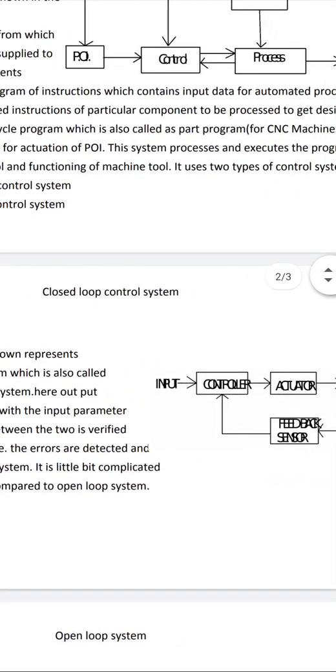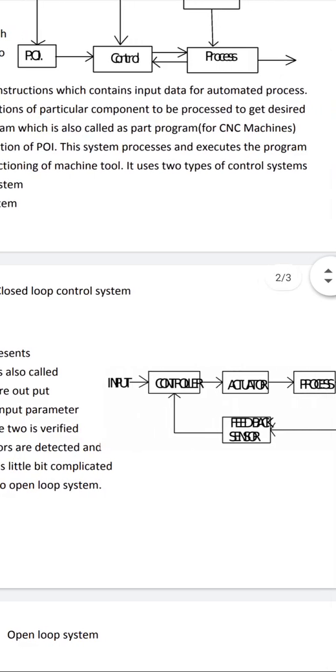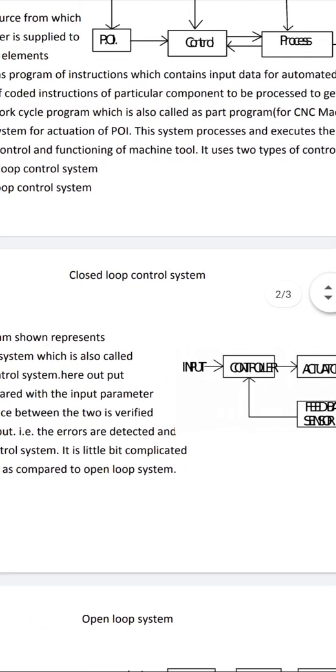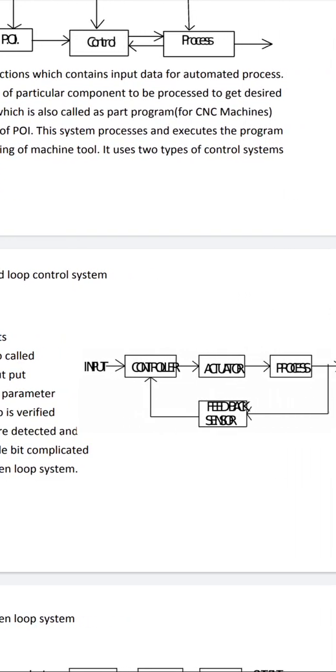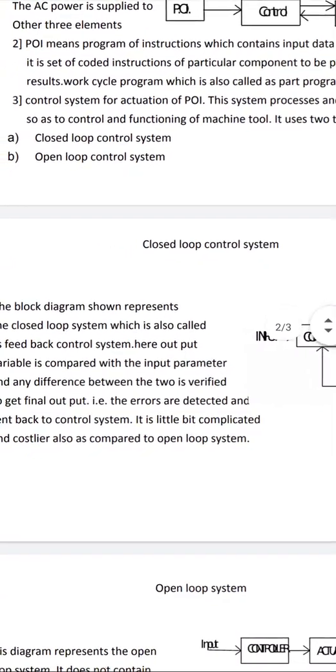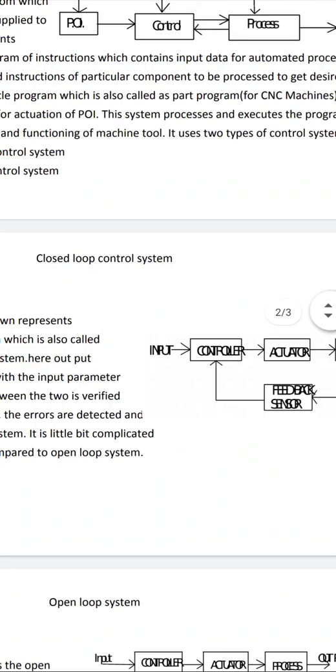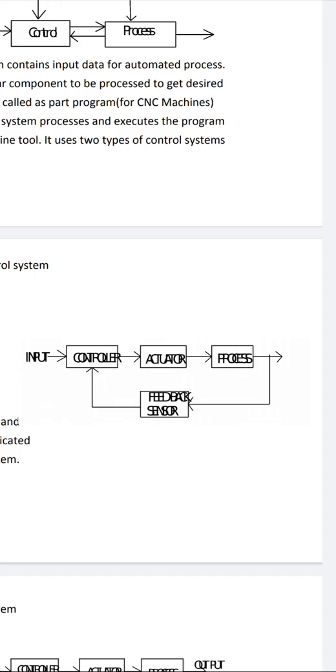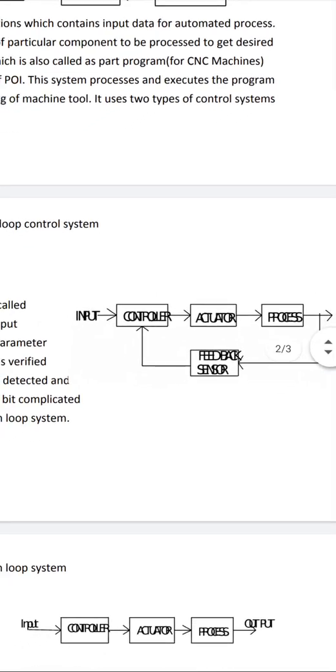So the input data or input variables are compared with the output variables. Then after verification, the process is continued. Therefore it is called a closed loop control system. Output variables are verified by the comparator or sensor. When it is confirmed that there is no error, then only the process is continued.